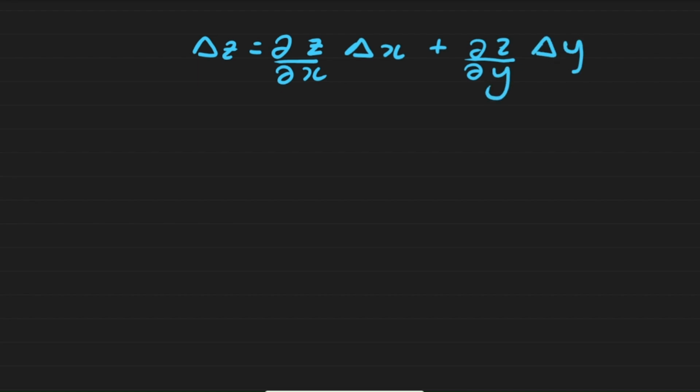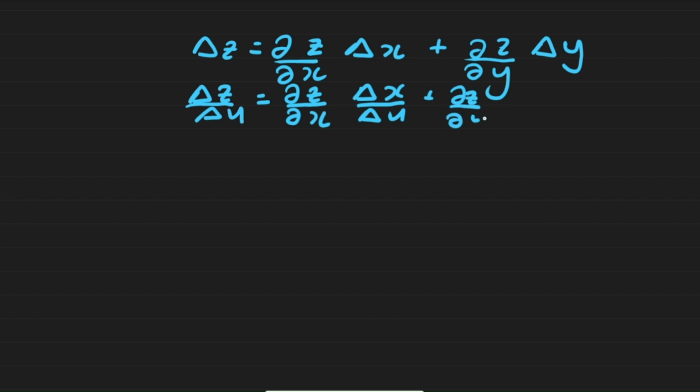Okay, well, the answer to that question is to go back to our trusty relation that we have established in the previous videos. That is, delta z is equal to dz/dx times delta x plus dz/dy delta y. So we divide everything by delta u. So we have delta z divided by delta u equal to dz/dx multiplied by delta x over delta u plus dz/dy times delta y over delta u.